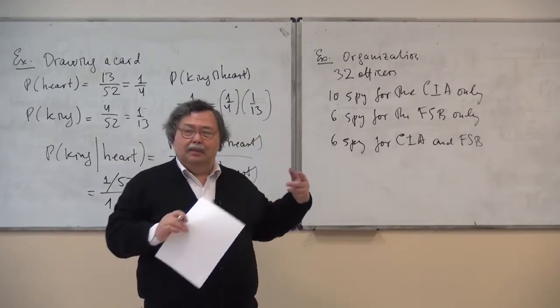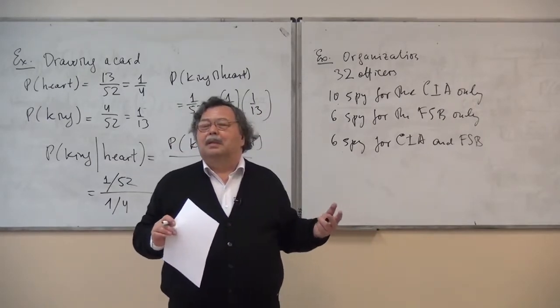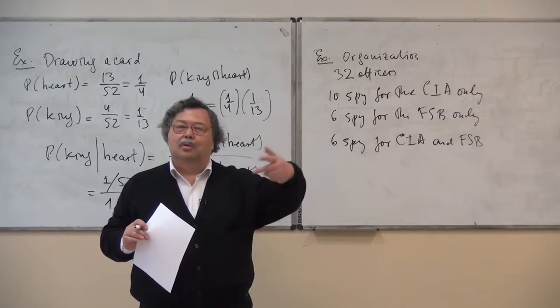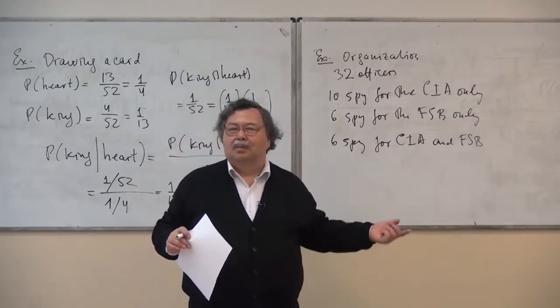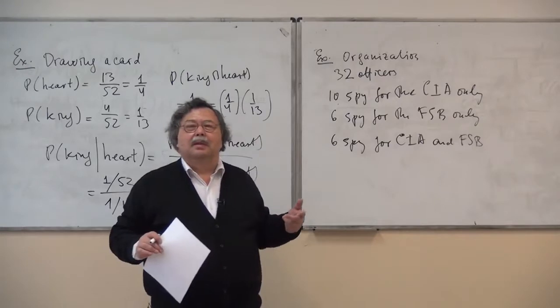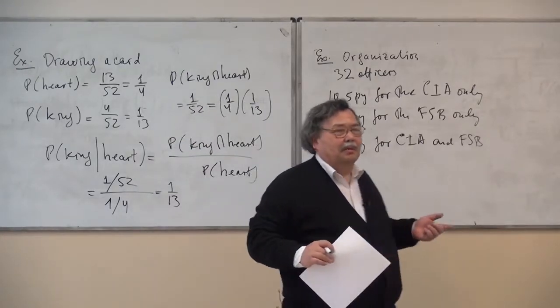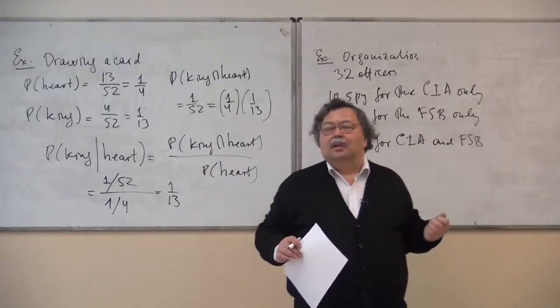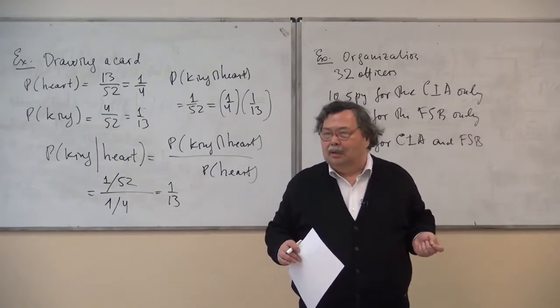The event, one of the events is this: a randomly chosen officer spies for the FSB. And we have this other event: a randomly chosen officer spies for the CIA. Question: are these two events independent or not?